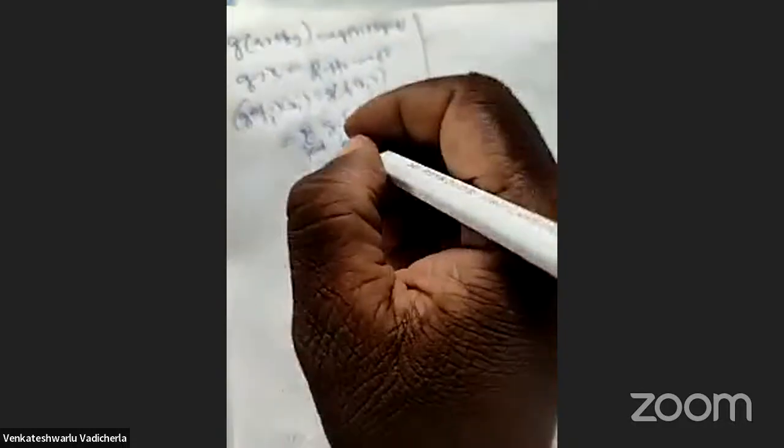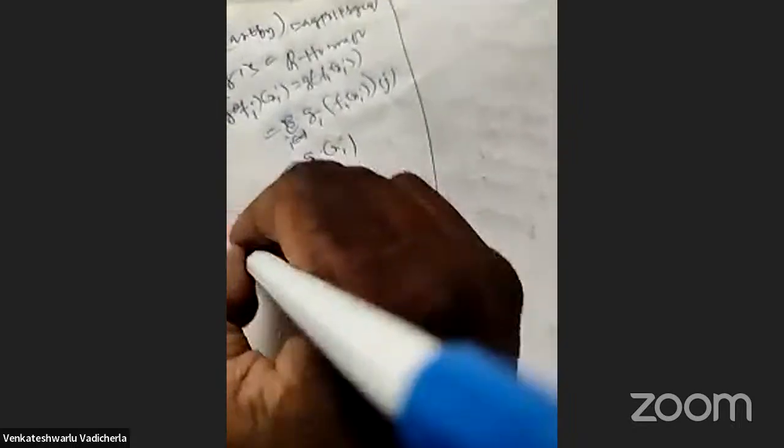Since g is an R-homomorphism, also g circle fi of Xi is equal to g of fi(Xi), which is equal to the summation over i belonging to I of gi of fi(Xi)(j). This is equal to gi(Xi), because for j not equal to i it is 0. So g circle fi is equal to gi.